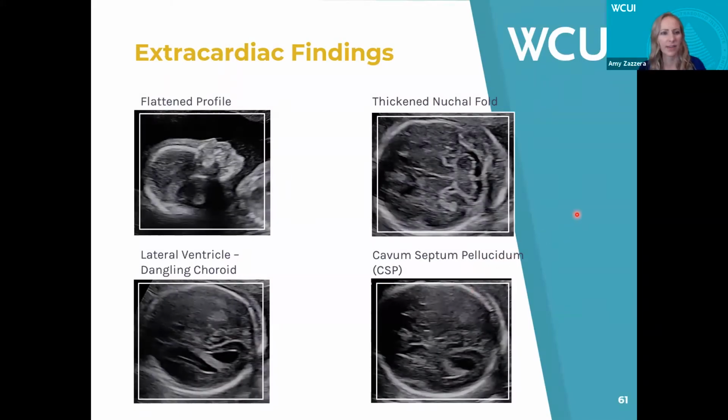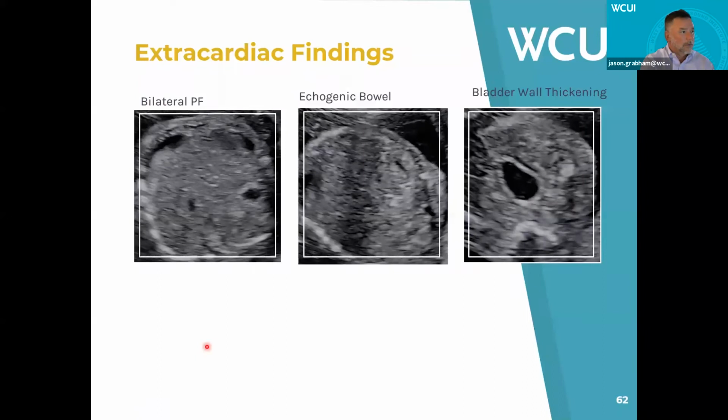All right, so let's look at the extracardiac findings. In the profile view, we see that the profile looks flattened, and then we have a thickened nuchal fold. And then dangling choroid. We're looking in the atrium of the lateral ventricle, and we see that choroid there. And then looking for the CSP, it could never be clearly delineated. And then we also had bilateral pleural effusion, an echogenic bowel, and a thickened bladder wall.